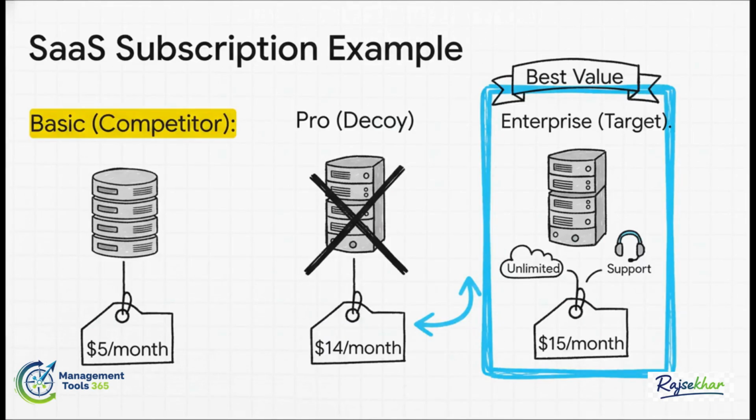This is a classic example from the software world. You see it everywhere. Look at these tiers. That Pro plan for $14 seems okay, but then your eye drifts over, and for just $1 more, you can get unlimited storage and priority support. That Pro plan isn't there to be sold. Its only purpose is to make the Enterprise plan seem like an absolutely incredible, can't-miss deal.